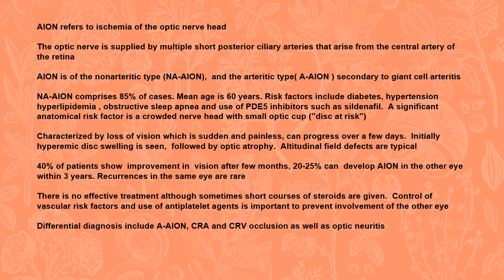20 to 25% can develop AION in the other eye within 3 years. Recurrences in the same eye are rare. There is no effective treatment, although sometimes short courses of steroids are given. Control of vascular risk factors and use of antiplatelet agents is important to prevent involvement of the other eye. Differential diagnosis includes the arteritic type of AION, as well as central retinal artery and central retinal vein occlusion and optic neuritis.